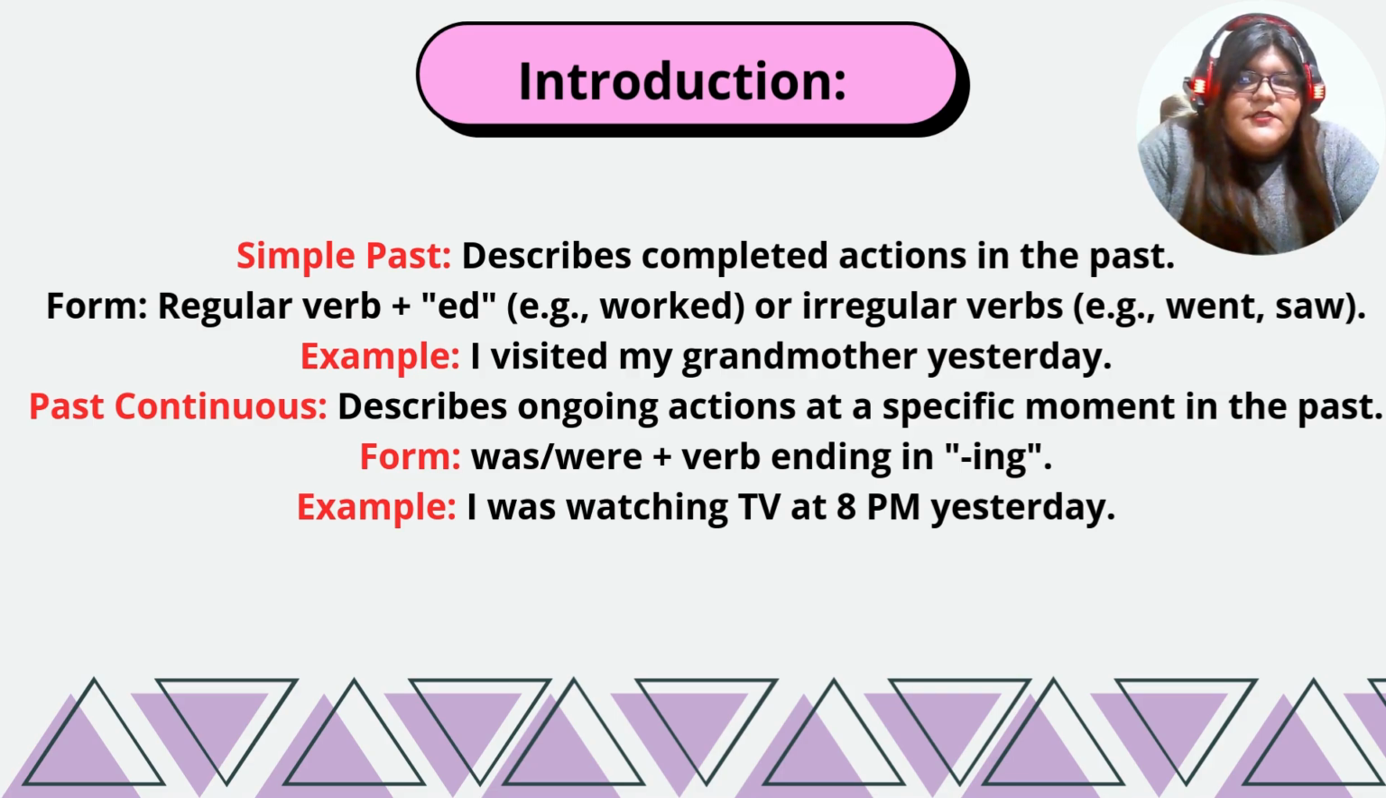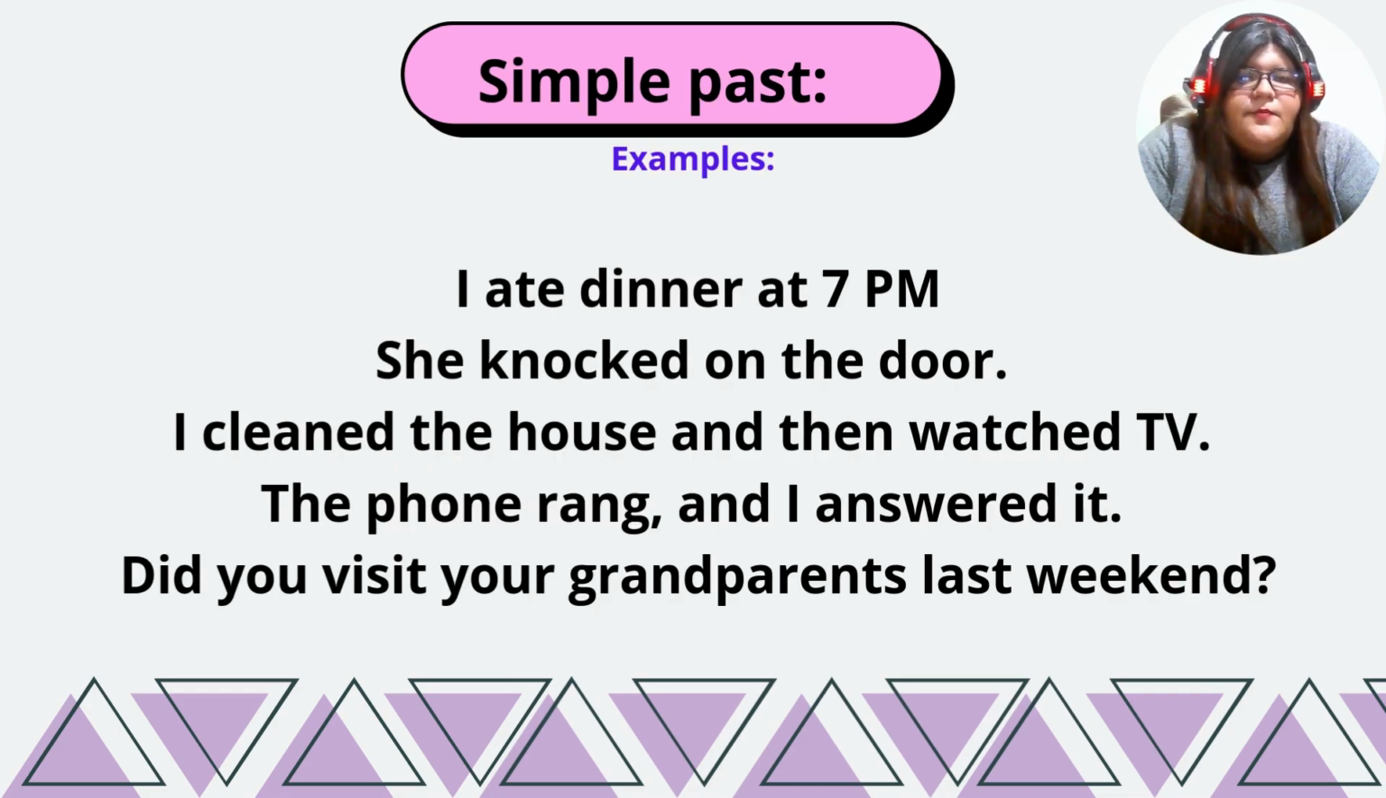Then we have the past continuous, which describes ongoing actions at a specific moment in the past. The form, you will use the verb be as an auxiliary verb, right? Was and were depending on the subject, plus the verb, and you will add ing at the end of the verb. For example, I was watching TV at 8 p.m. yesterday.